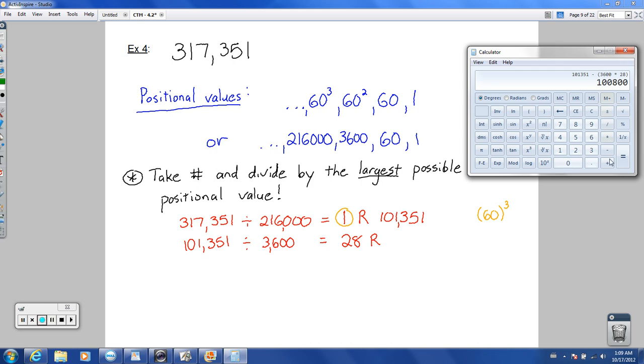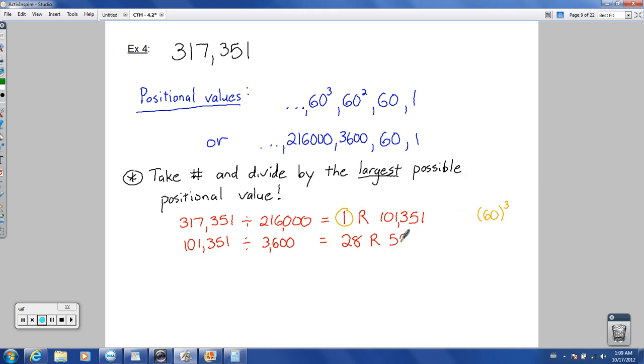But this is saying it's 100,800 right here, so let's subtract that from that, and I get a remainder of 551. So that's what's left over. So this is my 60 squared value in a sense. This is my 60 cubed value. What comes next now? So I take this 551 and I divide it by the next positional value. The next positional value is 60. How many 60s go into 551?